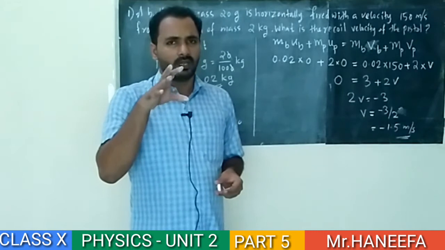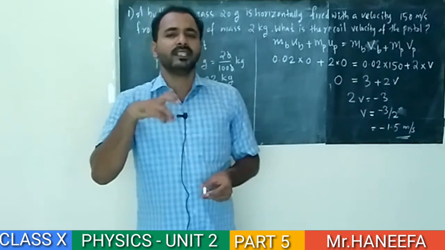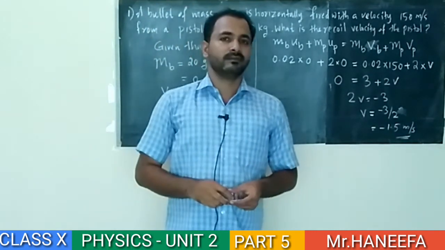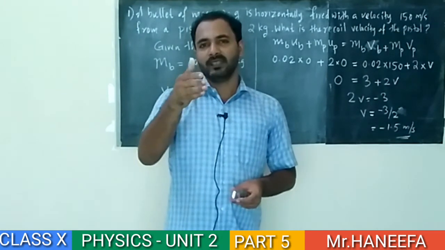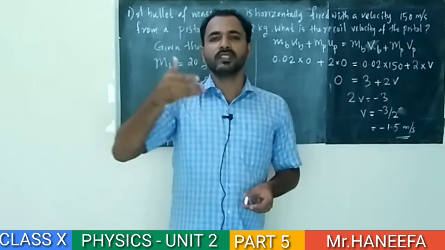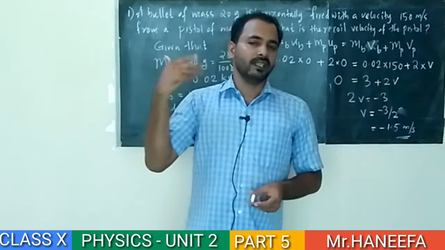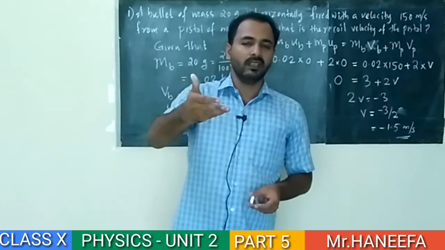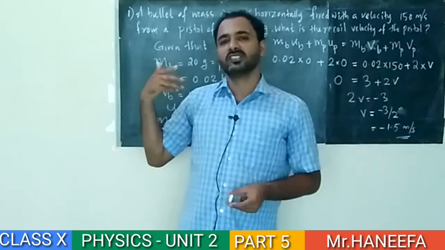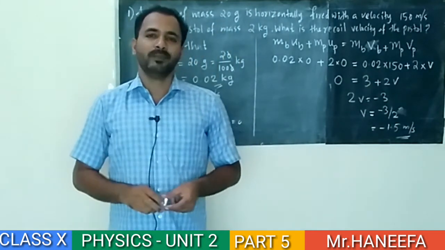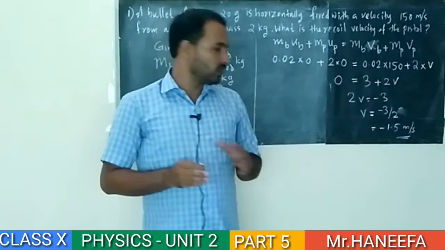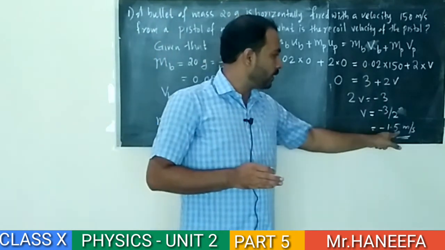We know when a bullet is fired from a pistol, the bullet moves in the forward direction. At that time the pistol moves in the backward direction. The movement of the pistol towards the backward direction is called the recoil velocity of the pistol. So the recoil velocity of the pistol is minus 1.5.